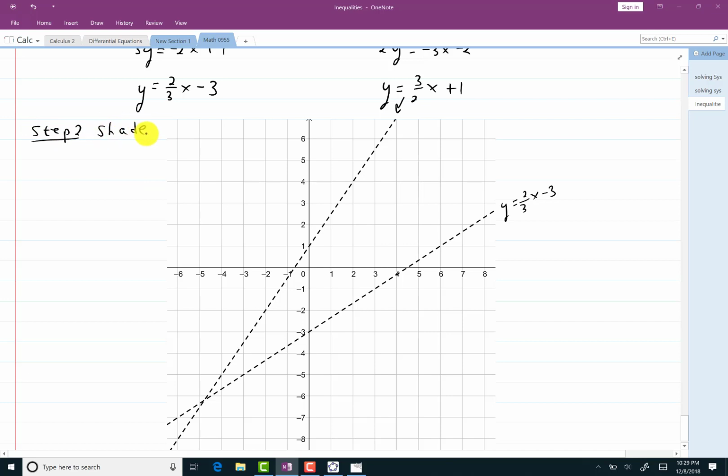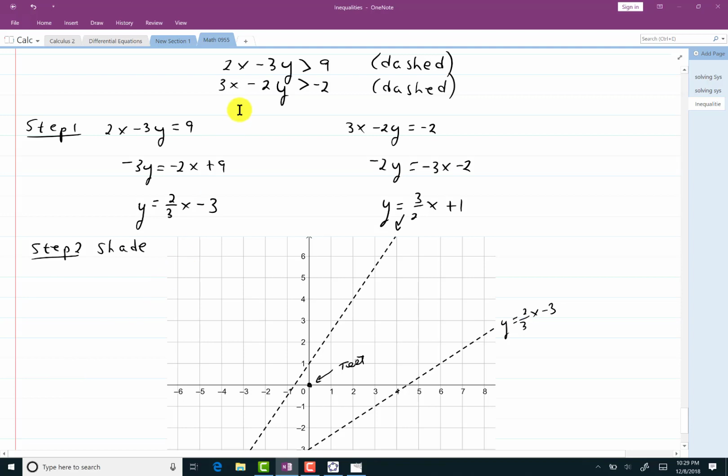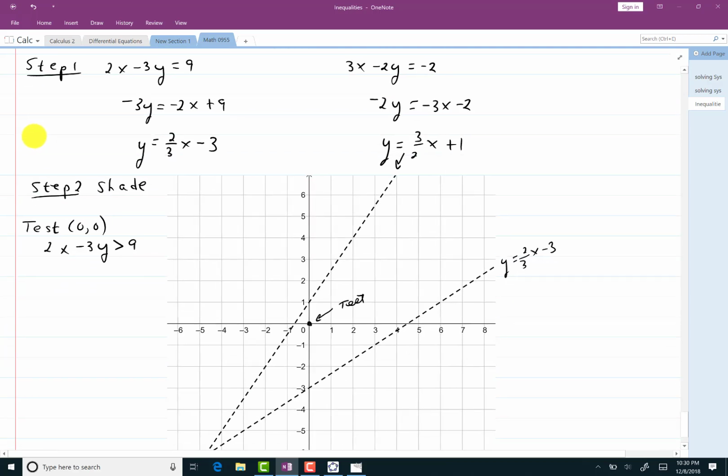And here, once again, I can use 0, 0 as a test point for both of the lines because neither one of them goes through that particular point. So we'll start with the first one. That was the 2x minus 3y is greater than 9. So we have the test 0, 0. The 2x minus 3y greater than 9, I'll replace with 0, 0. I'll have 2 times 0 minus 3 times 0 is greater than 9, or 0 is greater than 9. That is false.